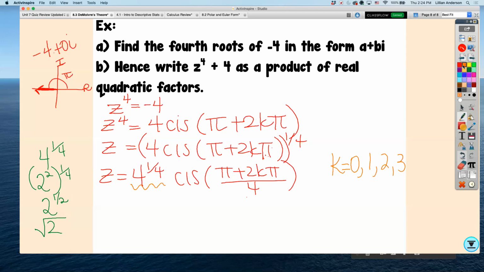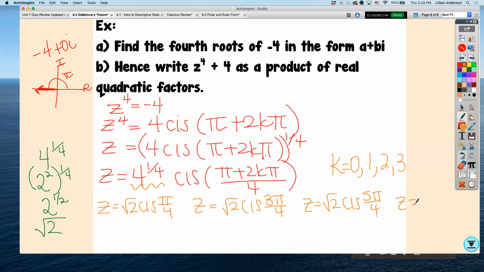So I'll have the square root of 2 cis. When I plug in 0, this will basically be pi over 4. Root 2 cis, when I plug in 1, that's going to be 3 pi over 4, because that'll be pi plus 2 pi over 4. When I plug in 2, 5 pi over 4. And then when I plug in 3 for my last root, it will be 7 pi over 4. Find my 4 roots.